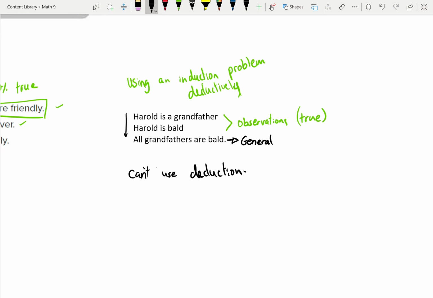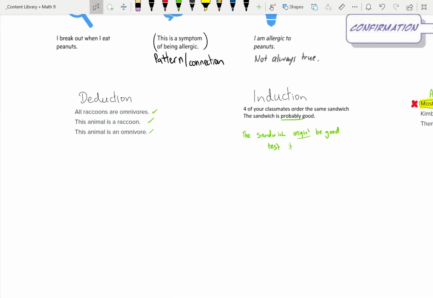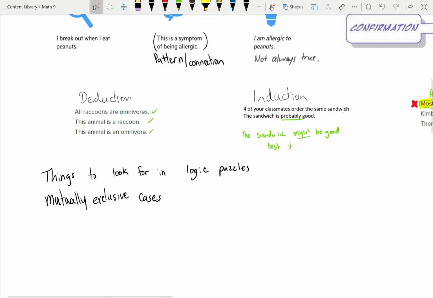Now, let's look at some other things that we can do. So, things to look for in logic puzzles. One of the things I'll talk about is something called mutually exclusive cases. So this is a situation where if we have one thing to be true, all other options are false.